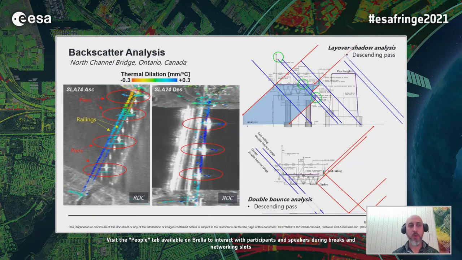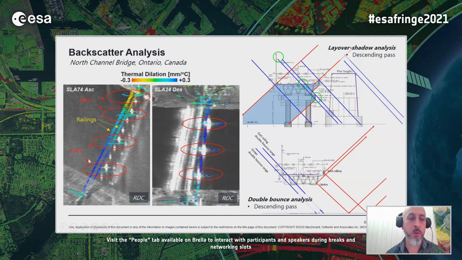Here we have another example. This is for the North Channel Bridge. Here we have the solution in the range Doppler coordinate system for the ascending and descending stacks. There are two observations here. One is that for the ascending stack, we have very nice sensitivity along the longitudinal component to this thermal dilation component, but we don't have that same sensitivity for the descending pass. This is less sensitive, and this is because the bridge is almost oriented north-south, and it's basically less sensitive to that component.